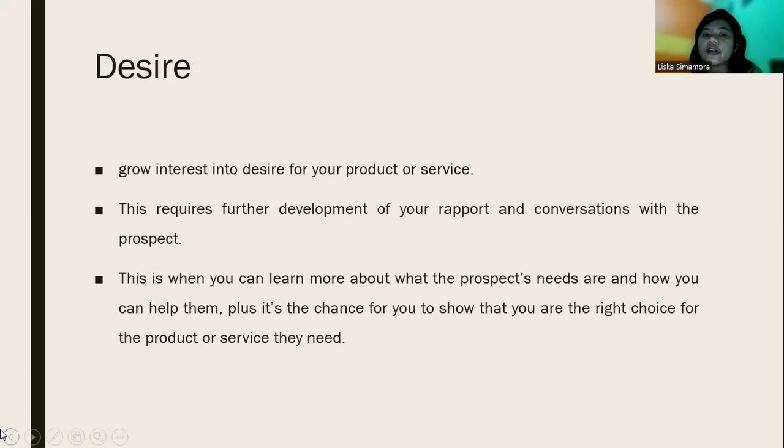This requires further development of your rapport and conversation with the prospect. So build the conversation. After they are attracted, and then they are interested, build a desire for your product. This is when you can learn more about what the prospect's needs are and how you can help them. Plus, it's the chance for you to show that you are the right choice for the product or service they need. So that is the flow of the sales model, okay?